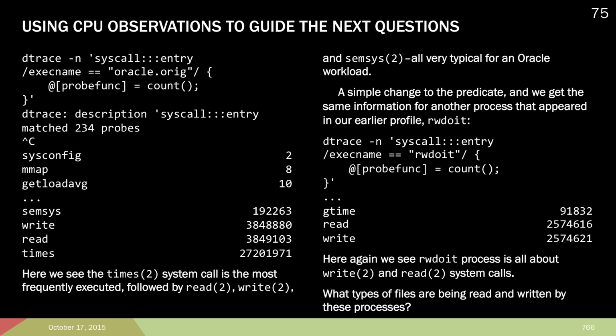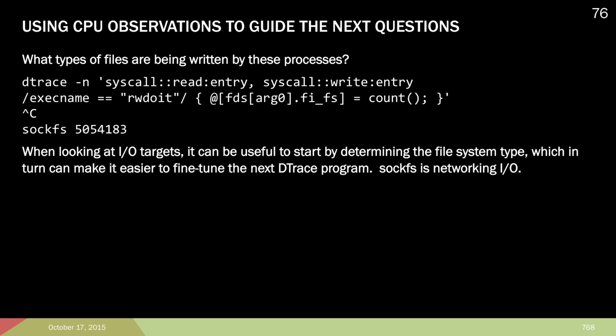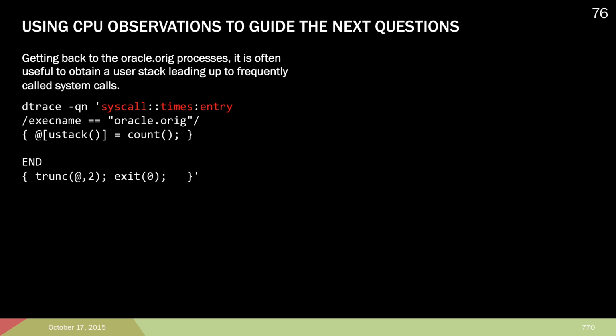What types of files are being read and written by these processes? Note we're using arg0 and the fds array to get access to the fi_fs member again. Once again, it's sockfs. Getting back to the original Oracle process, it's useful to obtain user stack traces leading up to the frequently called system calls.